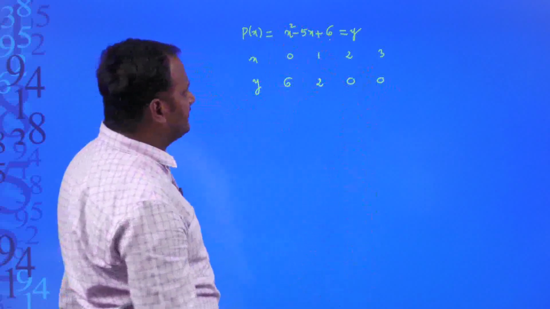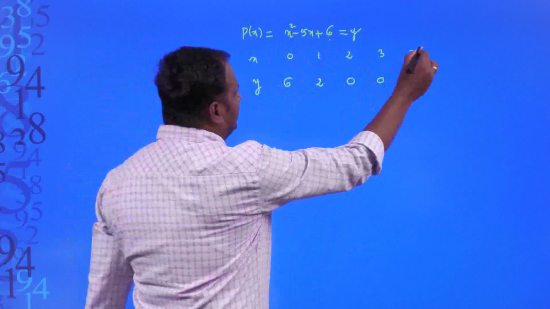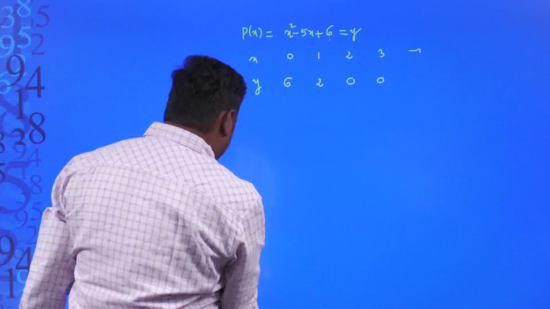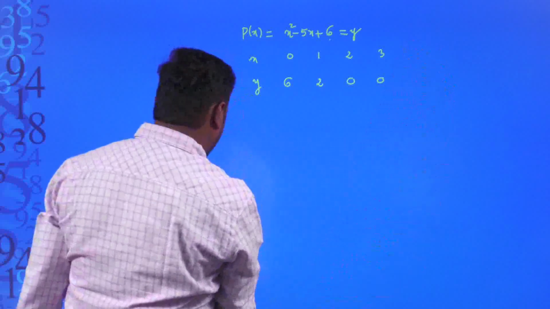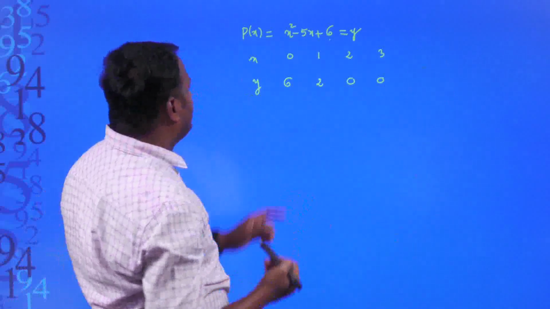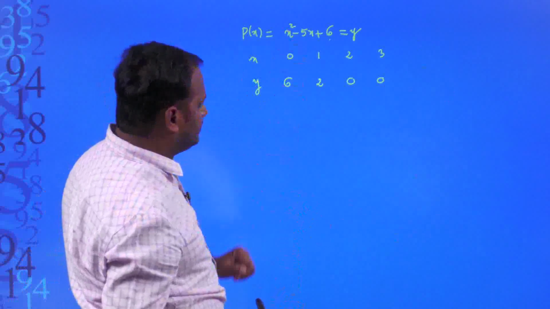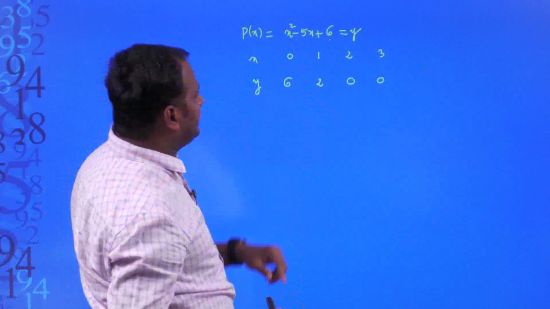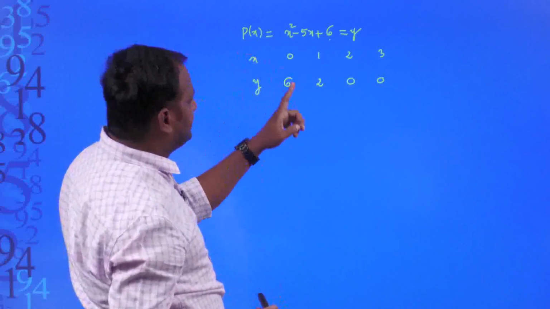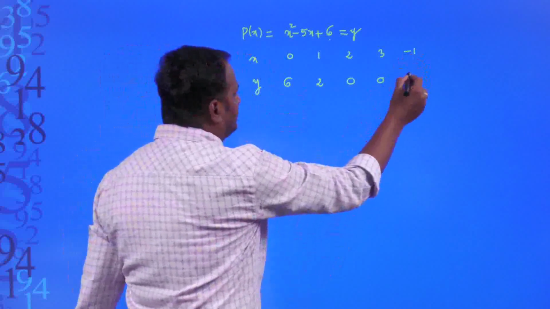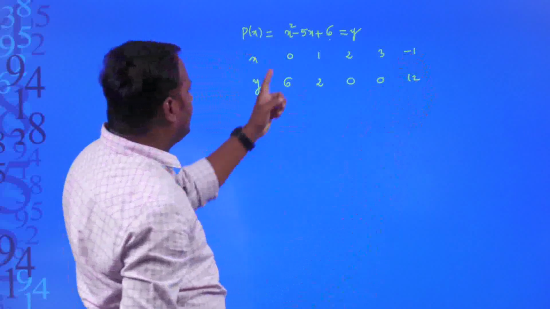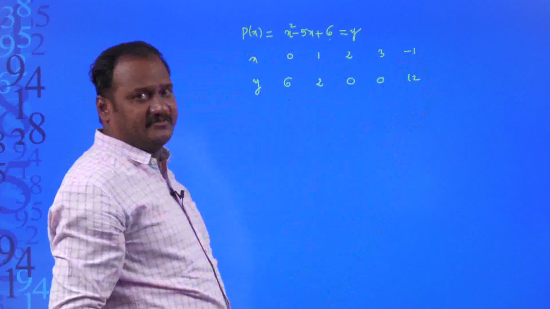I will take one negative number. For example, this is negative 1. If I take negative 1, then negative 1 whole square is equal to positive 1. Minus 5 into negative 1 is equal to plus 5. So 1 plus 5 is equal to 6 plus 6 equal to 12. So when I take negative 1, it would be 12. Okay. So 1, 2, 3, 4, 5. I have taken 5 points.